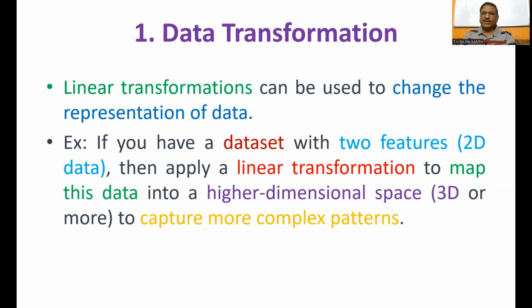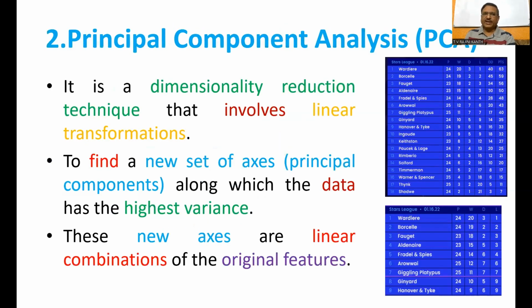Earlier in one of my videos, I showed the SVM, support vector machines. I represented 2 dimensions and 3 dimensions very clearly. So this is one form of capturing more complex patterns. And the second one is principal component analysis, which is called PCA.